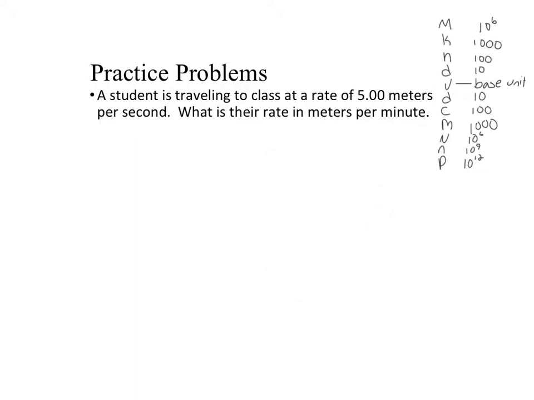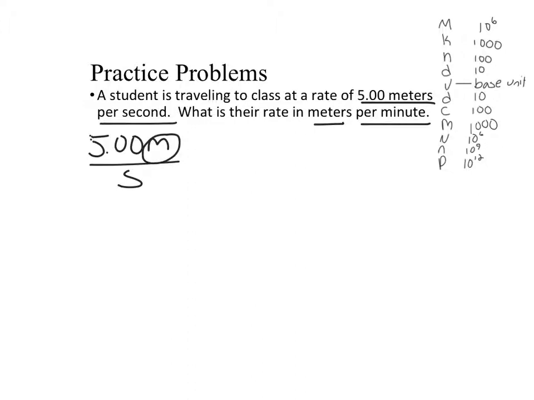All right, so in this word problem, I have to first dissect what's given to me. So a student is traveling to class at a rate of 5 meters per second. What is their rate in meters per minute? So let's write my given out. So I have 5.00 meters per second given to me, and I need to change that to meters per minute. So actually the meters is already taken care of, so I don't need to convert that at all. I just have to convert the seconds on the bottom.